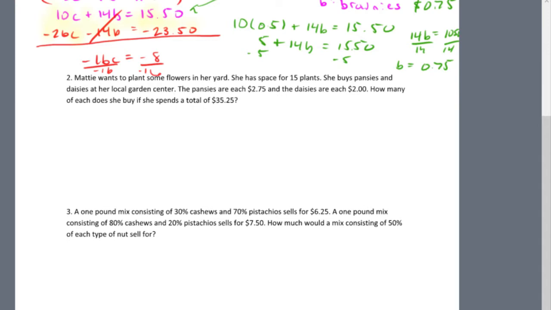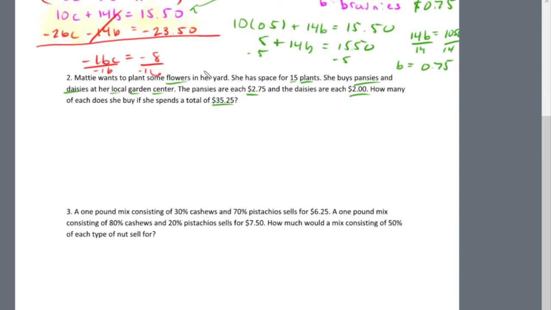So, Maddie wants to plant some flowers in her yard. Well, that's nice. She has space for 15 plants. She buys pansies and daisies at her local garden center. Man, this is going to take a while to do. Seven problems? Oh my gosh. All right, we need to move faster. The pansies are each $2.75 and the daisies are each $2. So, how many does she buy if she spends a total of $35.25?